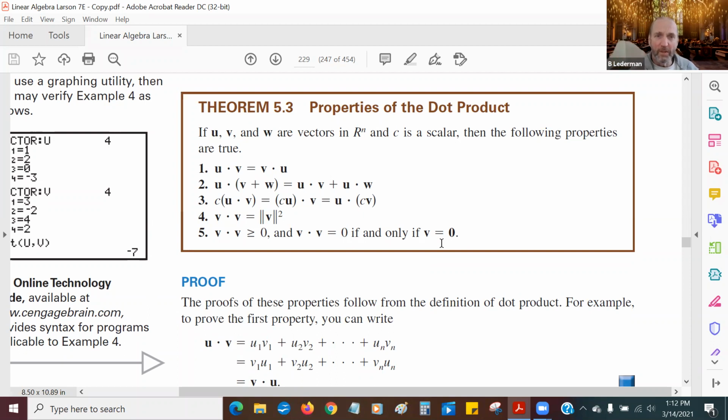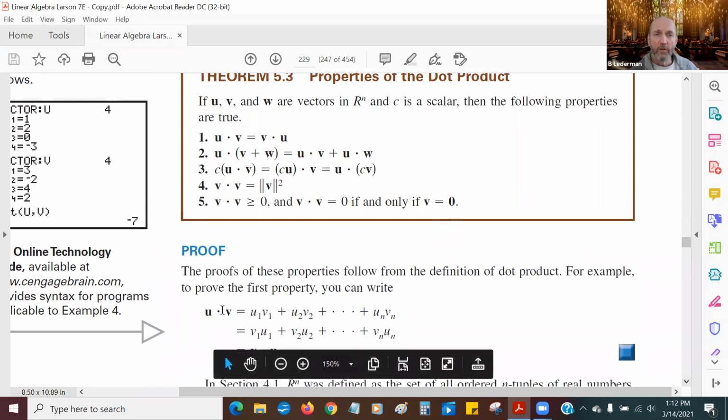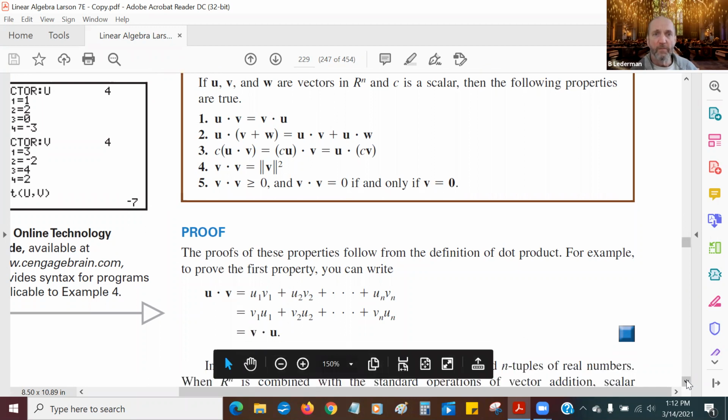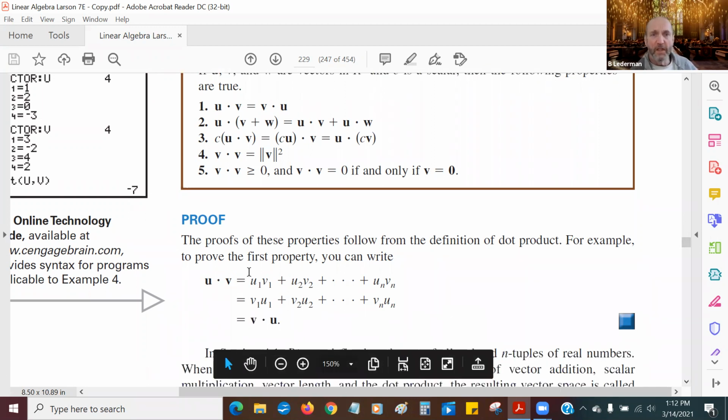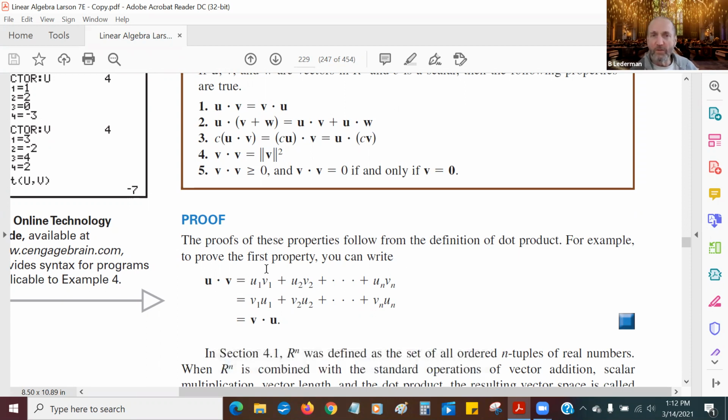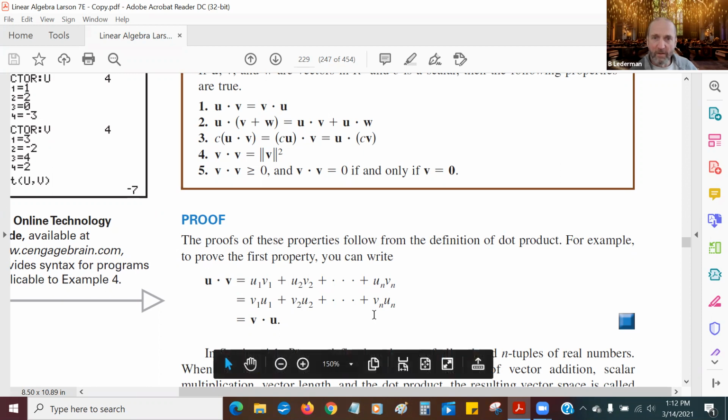So these are properties, and we're not going to prove all of them, but we'll prove this one right now. U dot V, the first one, which is very straightforward. U dot V, by definition, is U1 V1 plus U2 V2 plus dot dot dot plus Un Vn. But these are just real numbers. And we know that with two real numbers, U1 V1 is equal to V1 U1, and U2 V2 is equal to V2 U2, plus Un Vn is Vn Un. But this second line here, by definition, is the dot product V dot U. And the rest of the properties are not that hard to prove.